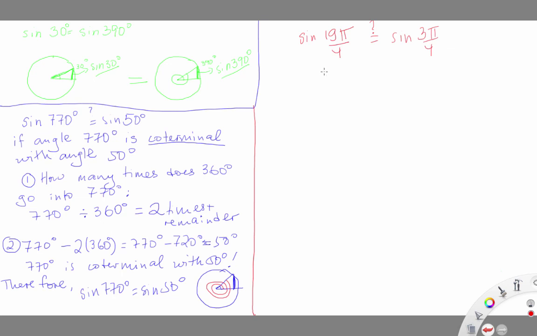So to find the answer, we first need to find out if this angle is coterminal with this angle. Let's follow the same steps. Step 1 over here was to figure out how many times does 360 go into 770. In this case, we're going to ask the following question.